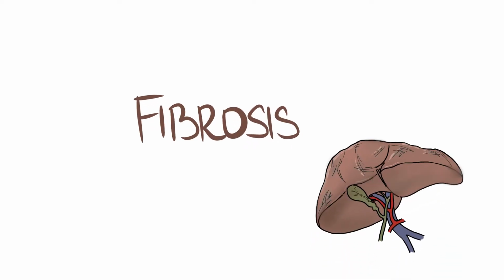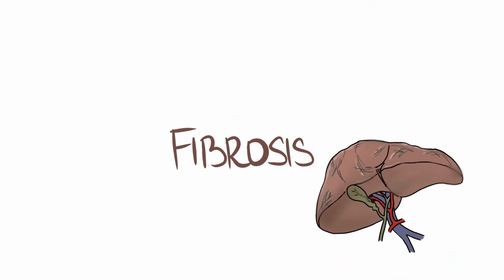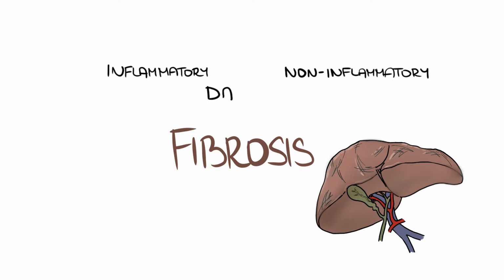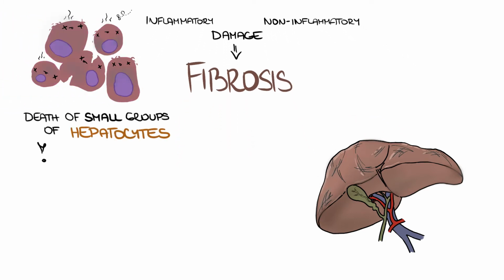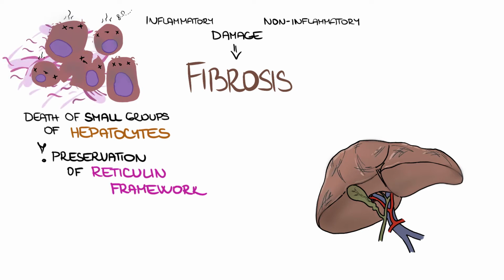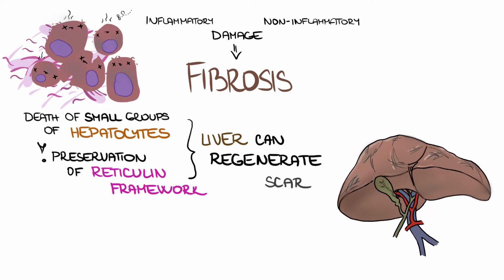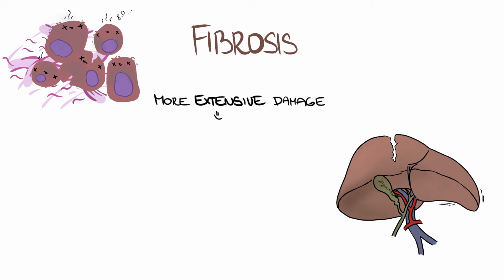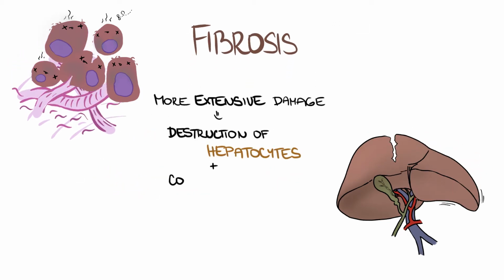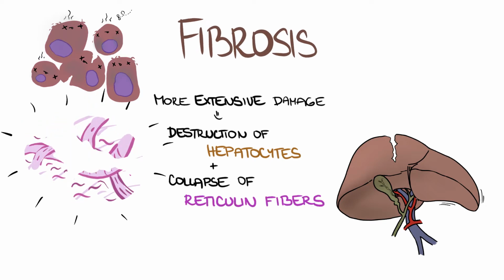Liver fibrosis develops as a consequence of both inflammatory and non-inflammatory damage. In case of death of small groups of hepatocytes and preservation of reticulin framework, the liver can regenerate without any scar formation. More extensive damage with destruction of hepatocytes and collapse of reticulin fibers will initiate fibrosis.